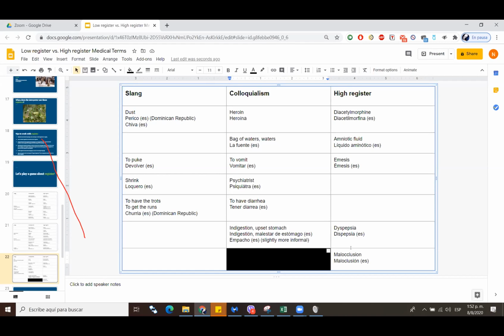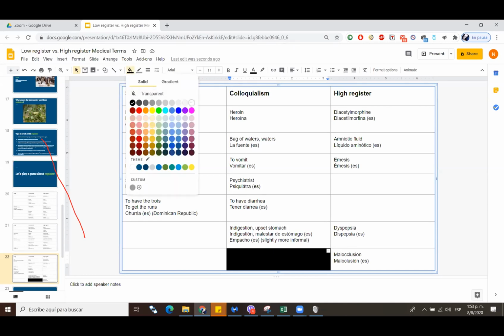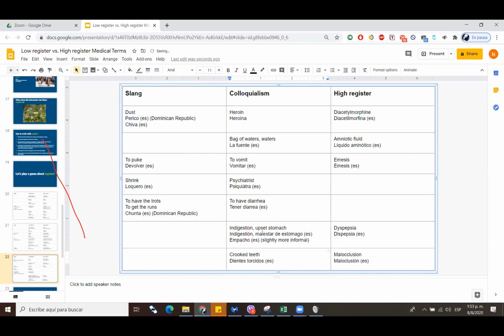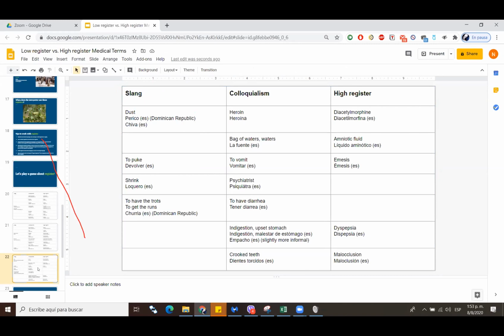Okay, high register. This is malocclusion. This is for the teeth. Crossbite. That could be, yes. That's a good one. I use crooked teeth. But crossbite, I think, is. Vomiting isn't the same as regurgitating.